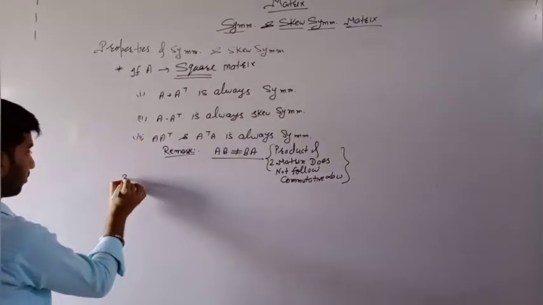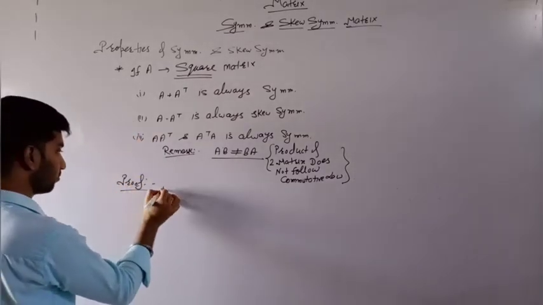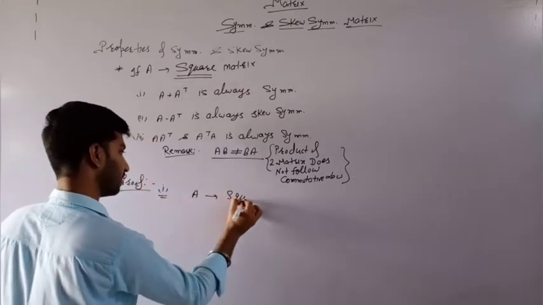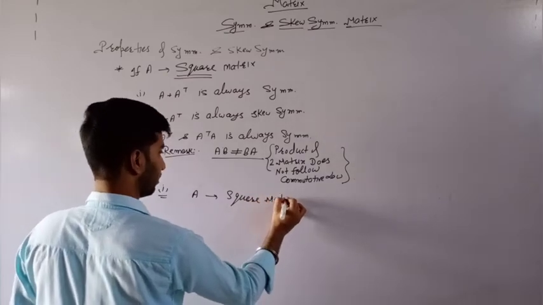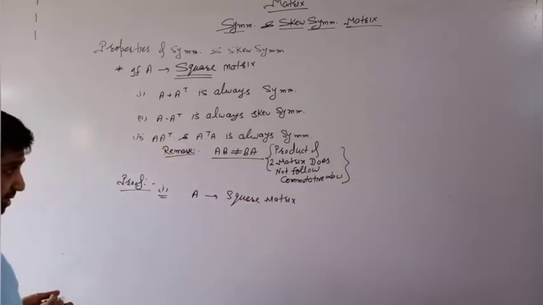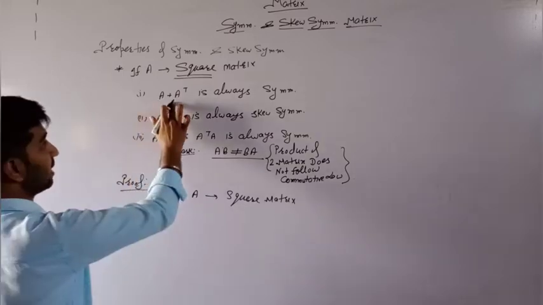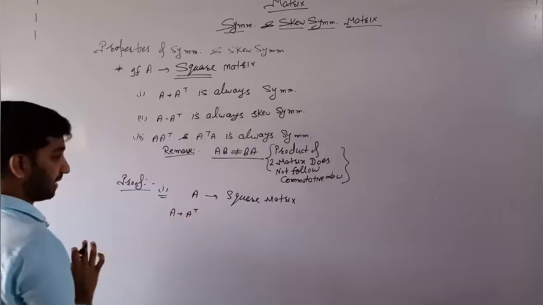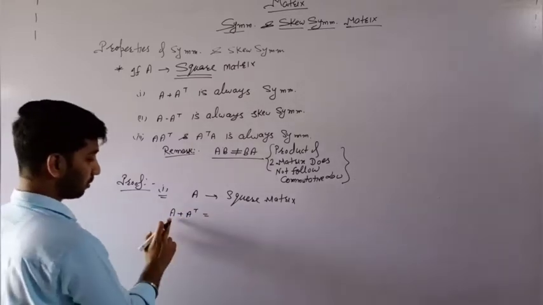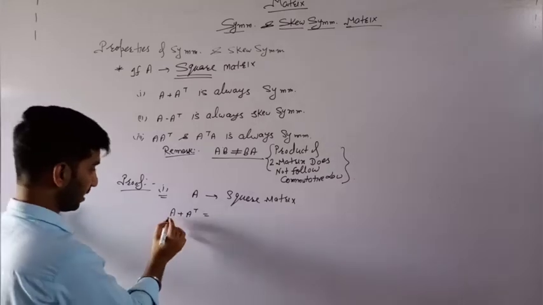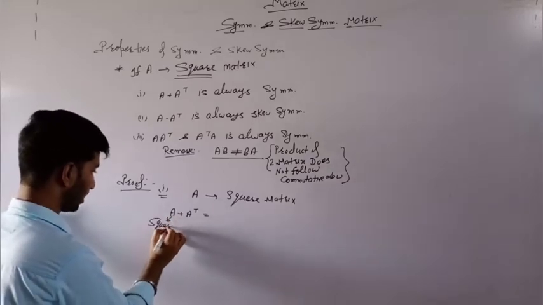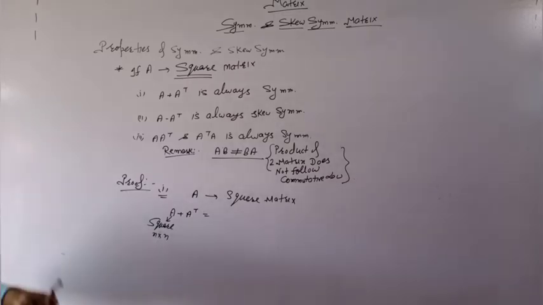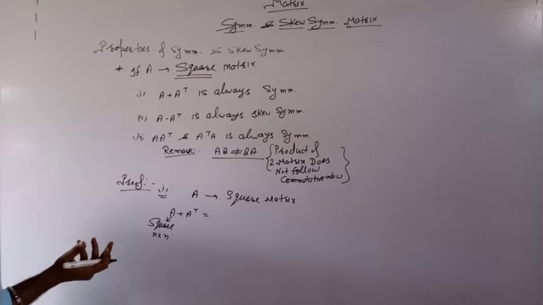First of all, we prove the first part. It is given that A is a square matrix, and we want to prove that A plus A transpose is symmetric. Let A be of order n cross n, like 1 cross 1, 2 cross 2, 3 cross 3, 4 cross 4.